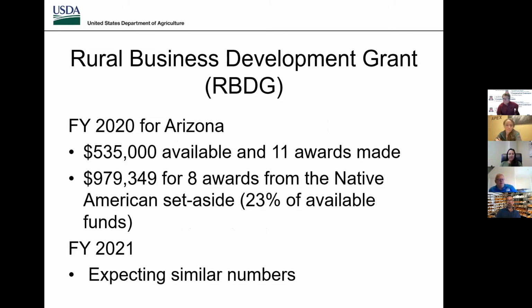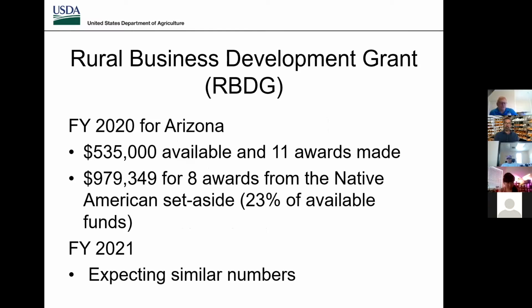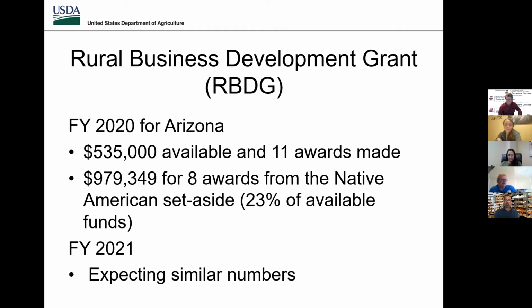I want to point out what we consider to be a success. In fiscal year 2020, which was last fiscal year, $535,000 was allocated to Arizona. That's not a lot of money, but from that, 11 awards were made. But we're very aggressive at going for the Native American set-aside that's available at the national office. So last year we were able to pull in, in addition to that 535, another $979,000 that were used for 8 awards from the Native American set-aside. So that was 23% of the available Native American set-aside funds nationwide.